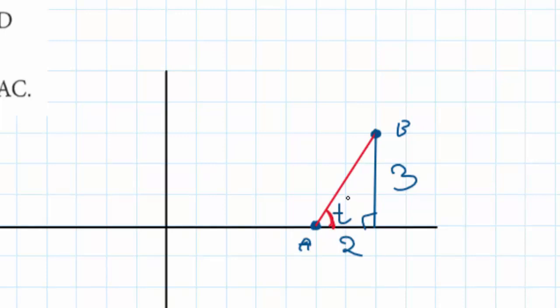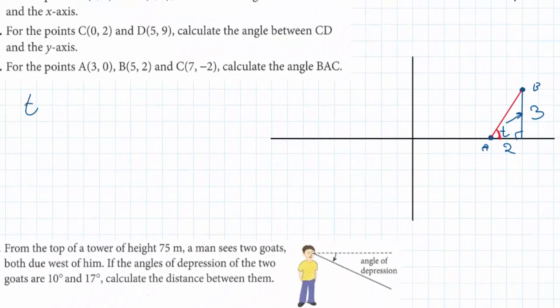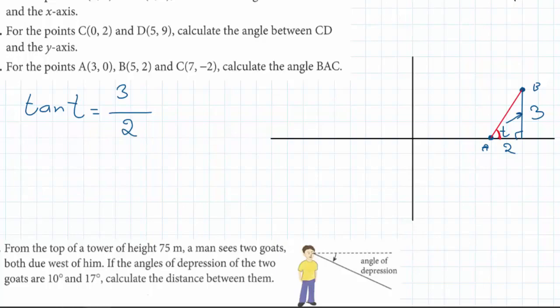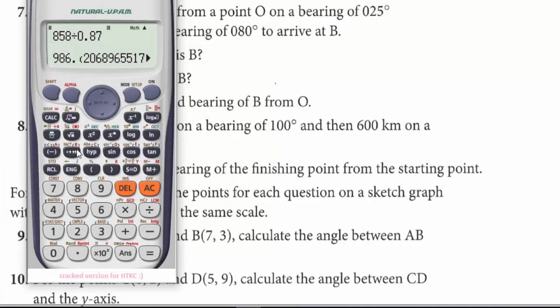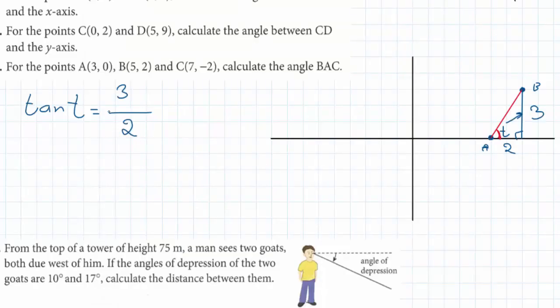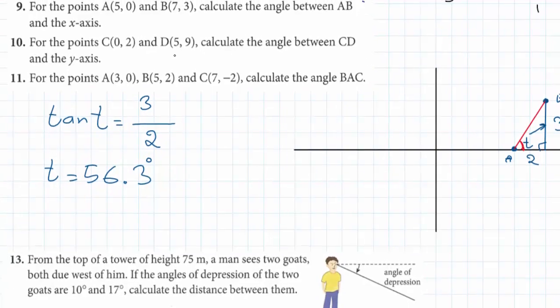According to this angle, what's given? The 3 is the opposite and the 2 is the adjacent. It means we can use tan. Tan of T is equal to opposite over adjacent. Tan of T is equal to 3 over 2. Now we need to use tan inverse of 3 over 2. That gives the angle. 3 divided by 2 is equal to 1.5. So tan inverse of 1.5 is equal to 56.3. So the angle T is 56.3 degrees. Question 10 has the same idea.